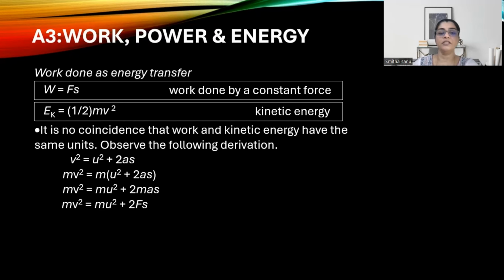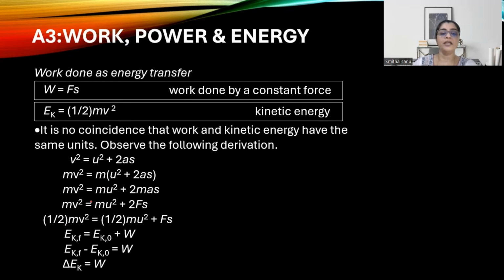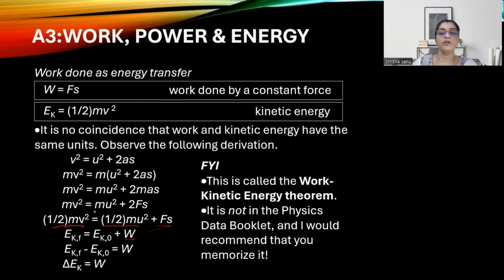For this, we are going to consider the SUVAT equation, v square is equal to u square plus 2as. With slight modifications of multiplying half m on both sides of the equation, we land up with the answer that the change in kinetic energy, that is, the final kinetic energy minus the initial kinetic energy, is equal to force times displacement, which is work done. So this concept, that whenever there is a change in kinetic energy associated with an object, work is said to be done, is called the work energy theorem.